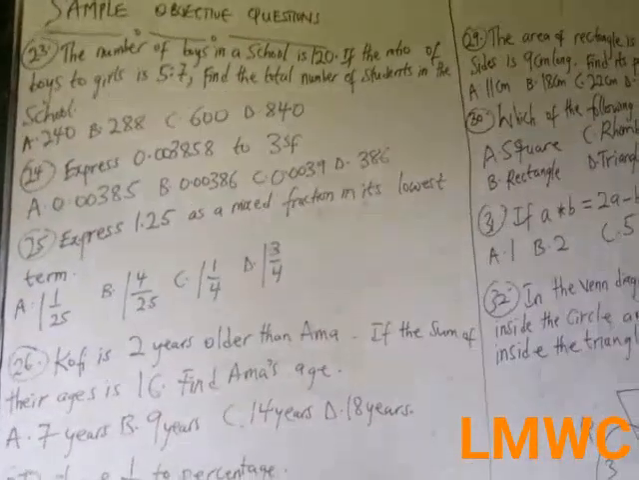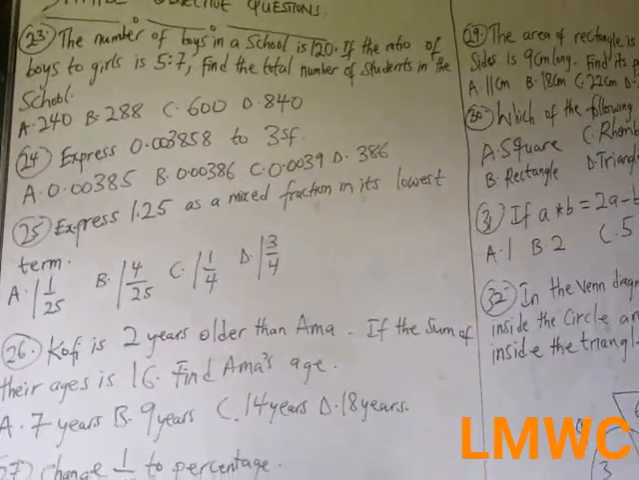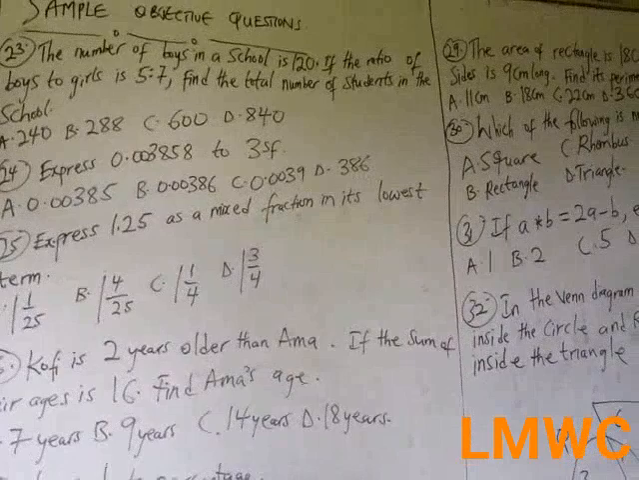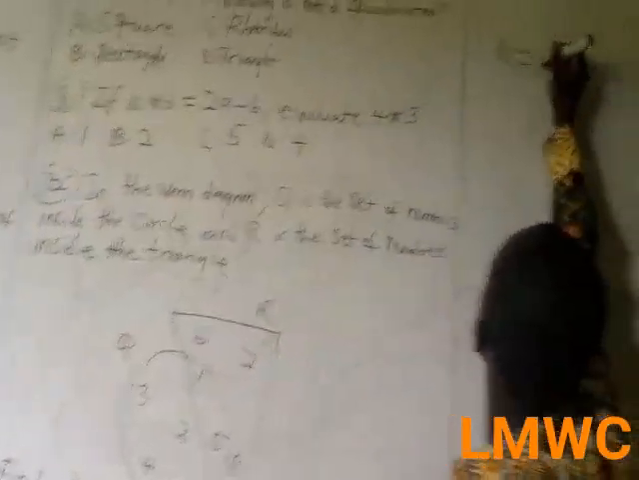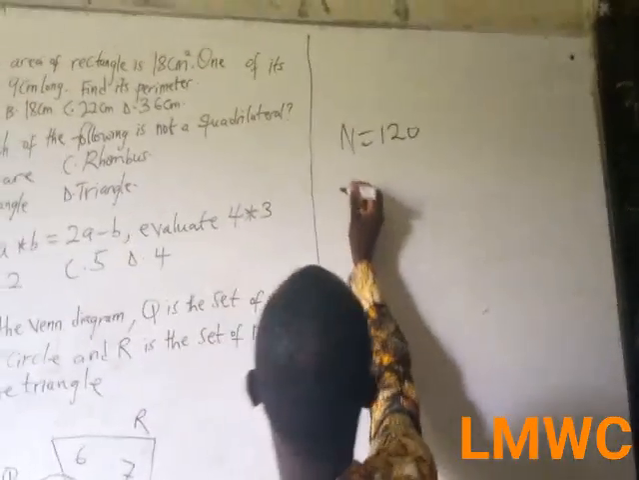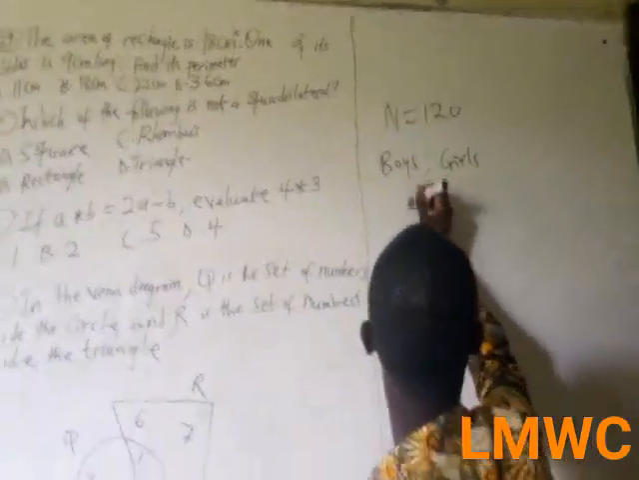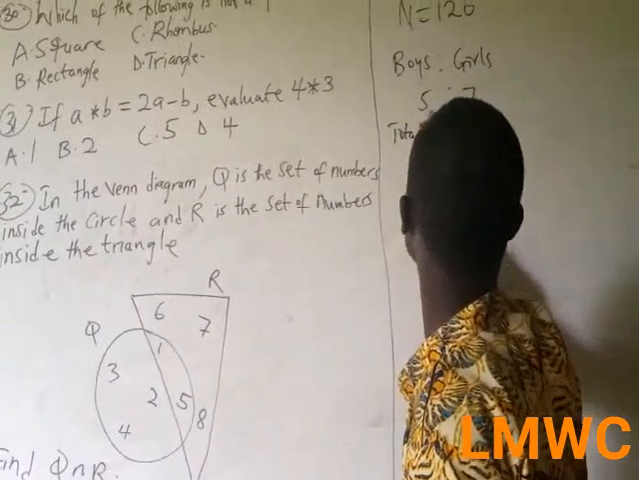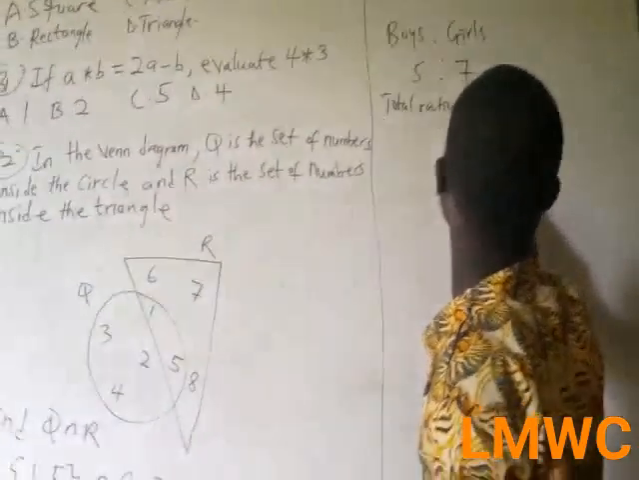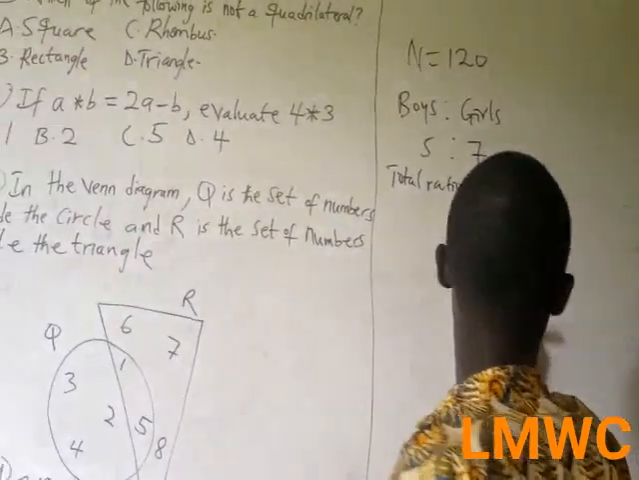23. The number of boys in a school is 120. If the ratio of boys to girls is 5 is to 7, find the total number of students in the school. Now we know the number of boys to be 120, and the ratio of boys to girls is 5 is to 7. So a question like this, you first find the total ratio. So we have 5 plus 7, which will give us 12.